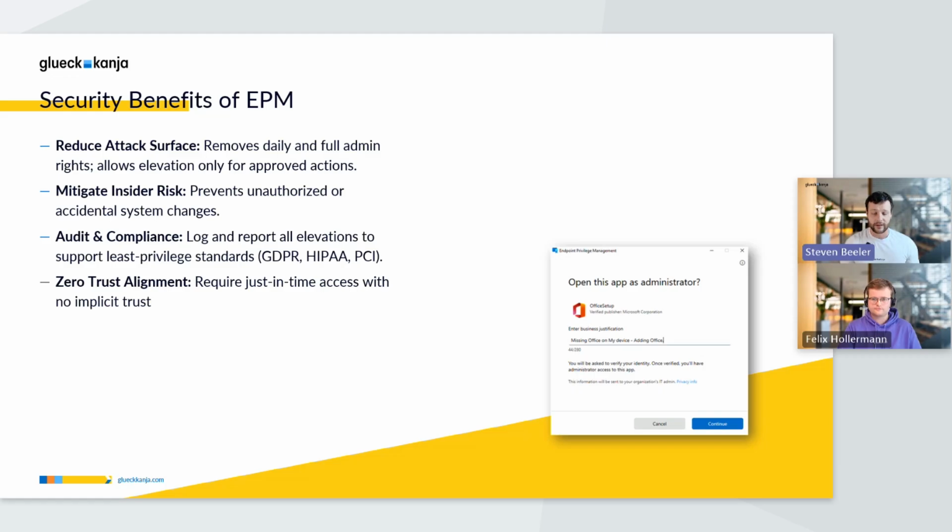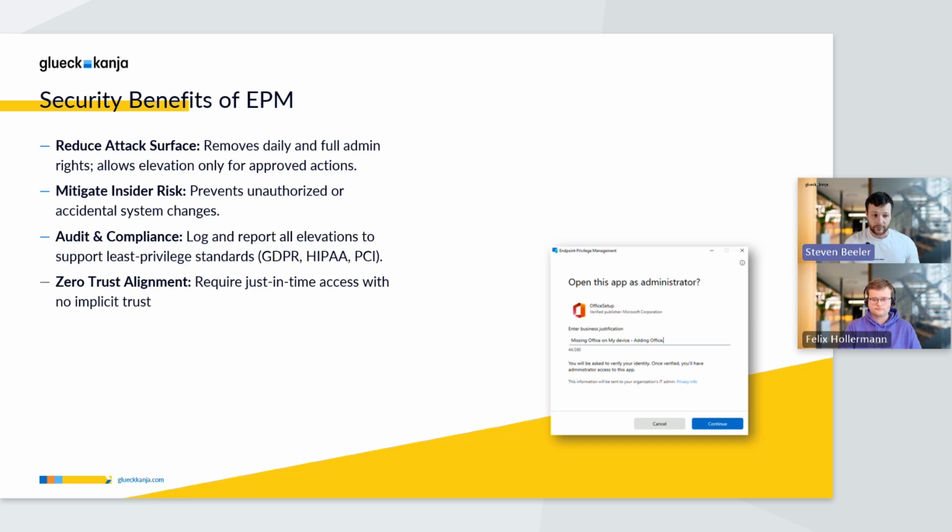With EPM, you can remove the daily full admin rights. So the user no longer has full rights on the machine, but only for the specific applications or scripts that you define. Like this, you can reduce the attack surface drastically. You can also mitigate insider risk, since it prevents users from executing potentially malicious software, as you only allow, for instance, signed software to be executed.